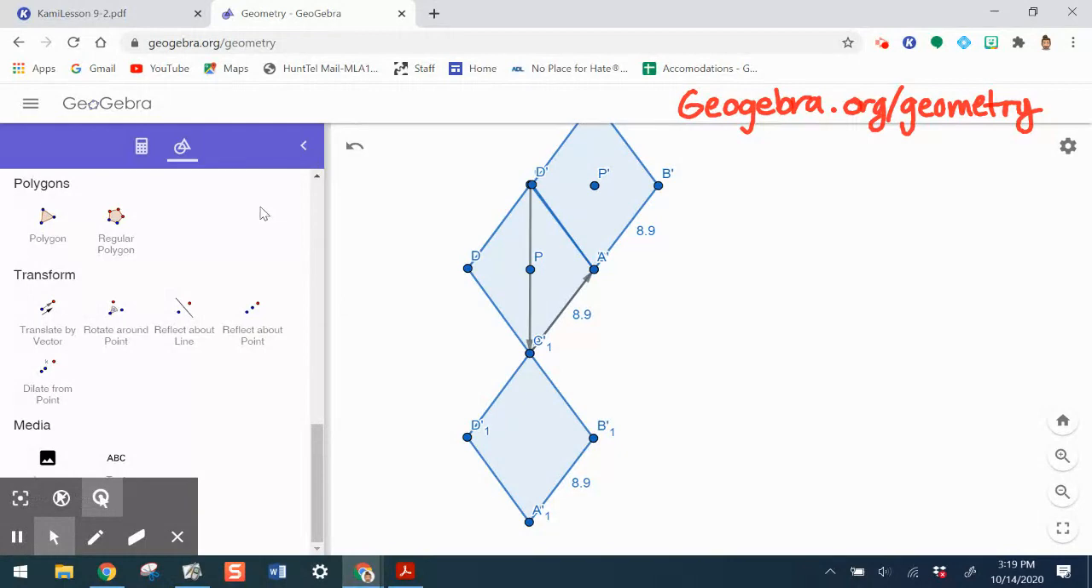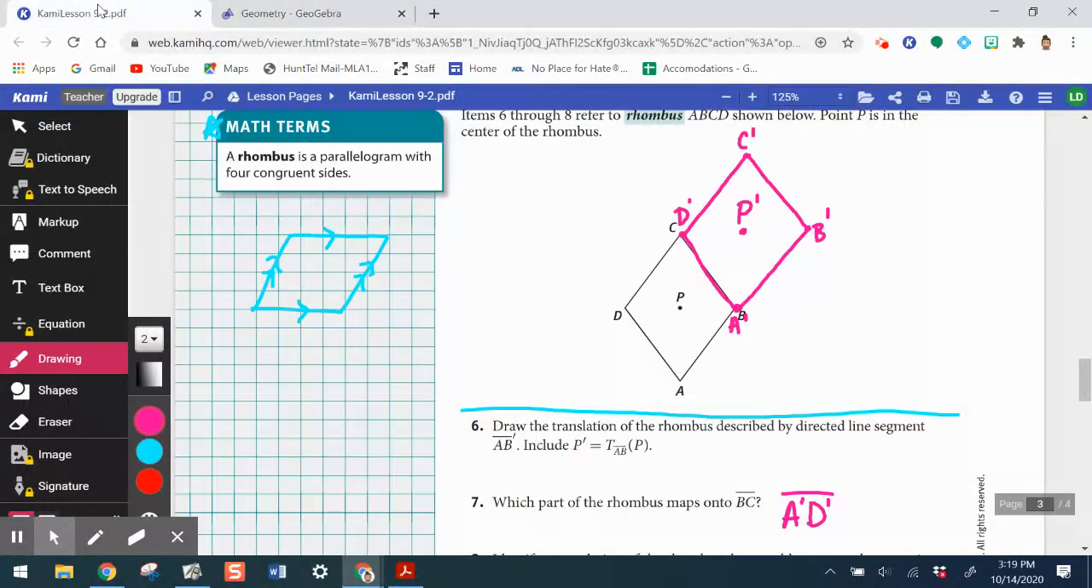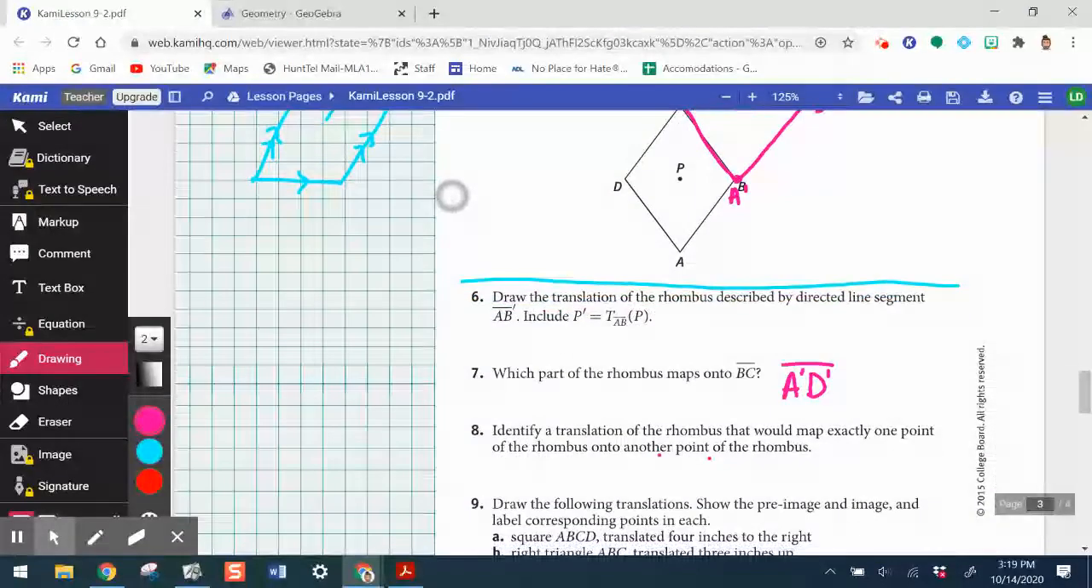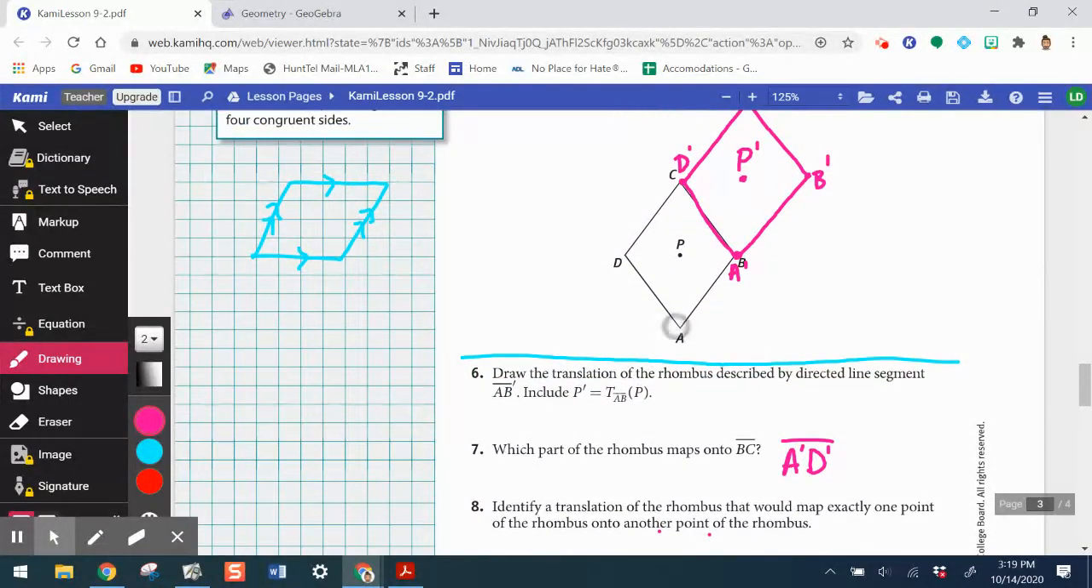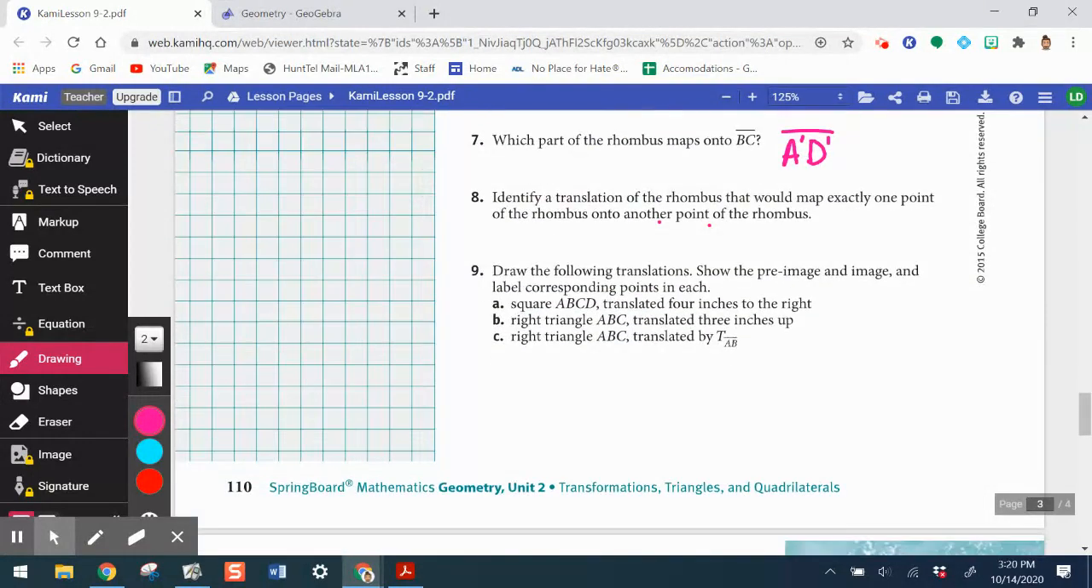So now let's go back to our text and represent that using the notation. Now that we're in our text, we said that we could translate using line segment AC or line segment CA. The way that would look is we use a capital T to represent translation, and we use the line segment AC or a translation along the directed line segment CA. Either of those would map exactly one point of the rhombus onto another point of the rhombus.